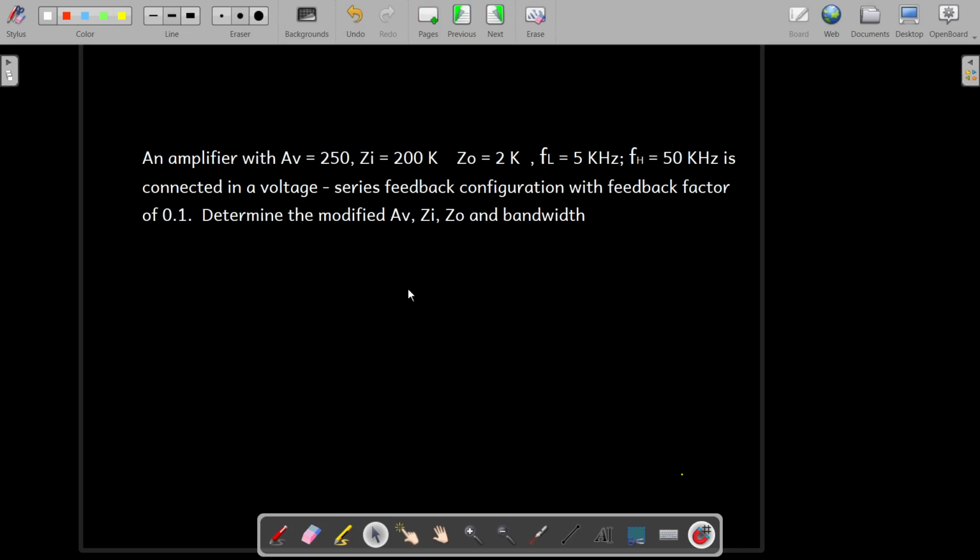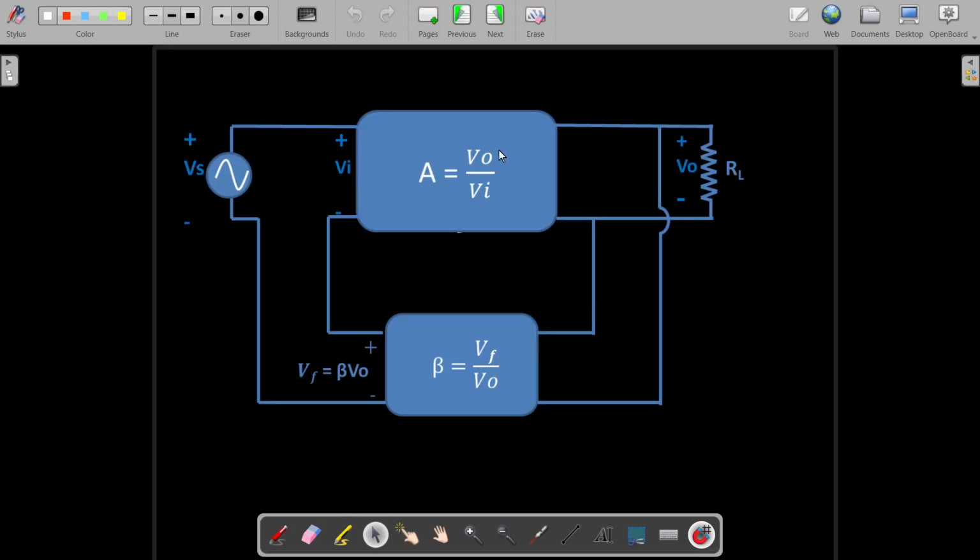From this we understood that this is a voltage series feedback configuration, which can also be called a voltage amplifier. If you understand this configuration, then you can better recollect the formulas which are used to solve this problem. So let me explain this configuration.